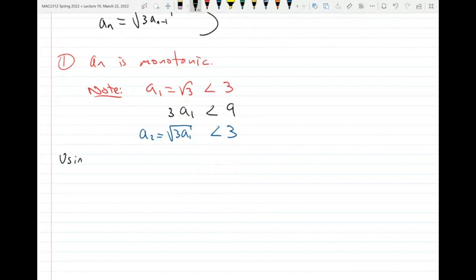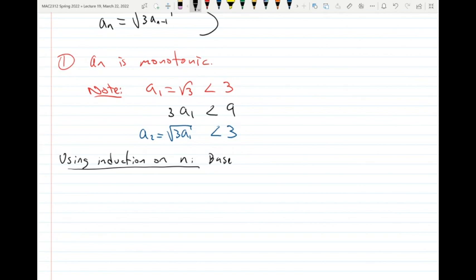Now, using induction on n, we have the following. So for n equals 1, this is called the base case. Okay, let me do it a little bit more formally.